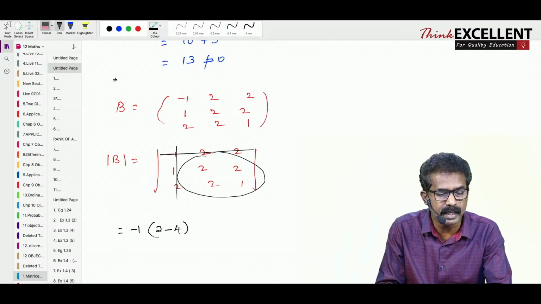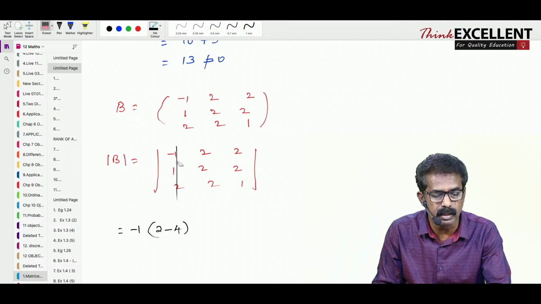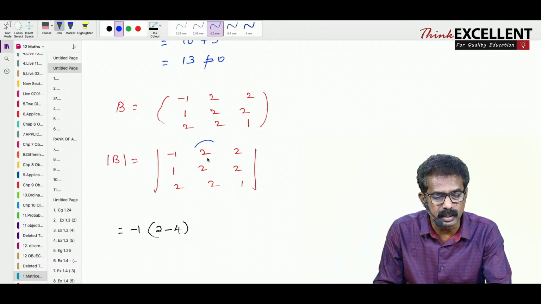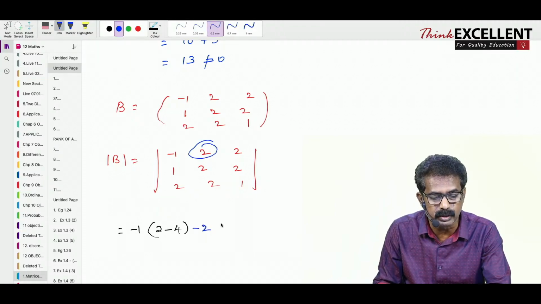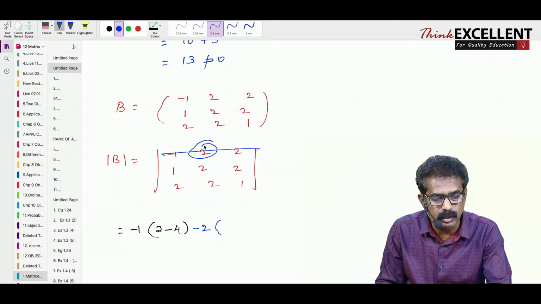Now take the second number. When you take the second number, you change the sign. Here it is 2. So you write what? Minus 2 into. Leave that row, leave that column.